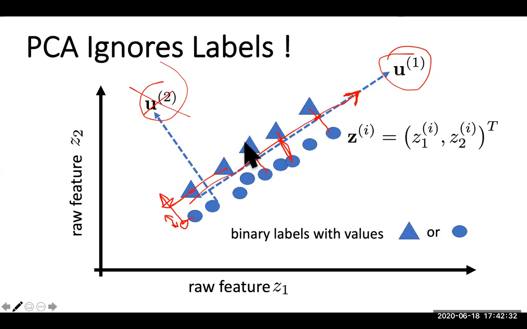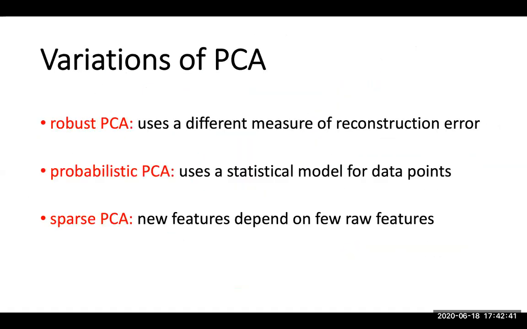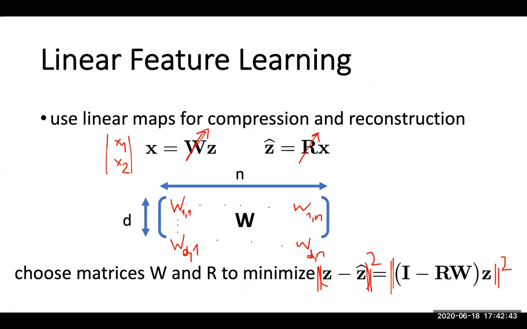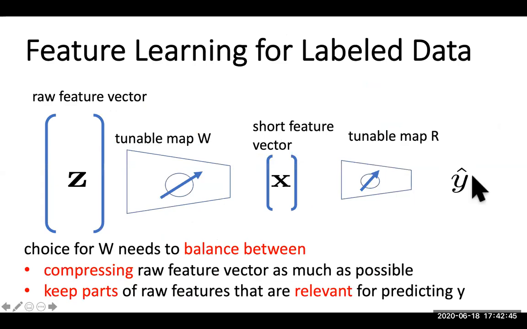So you should not always or naively use PCA for pre-processing because it ignores the label data. You should use a different way to train the compression matrix, which somehow takes into account the prediction of the label.